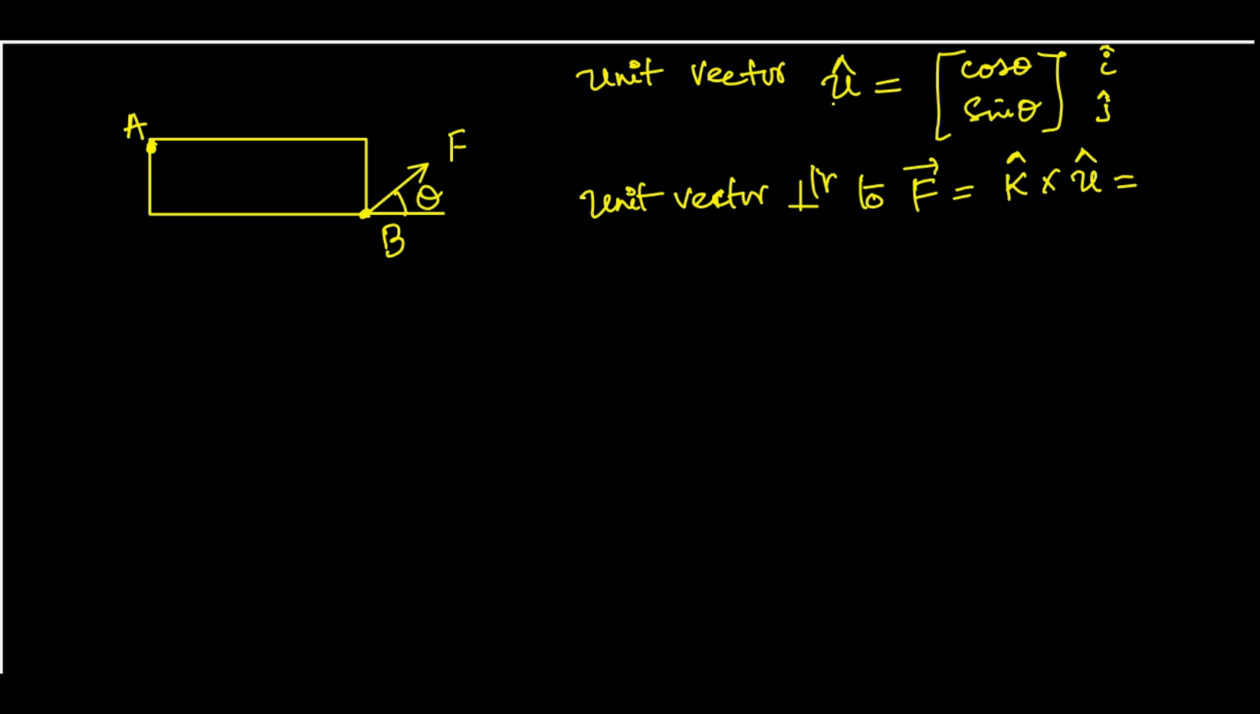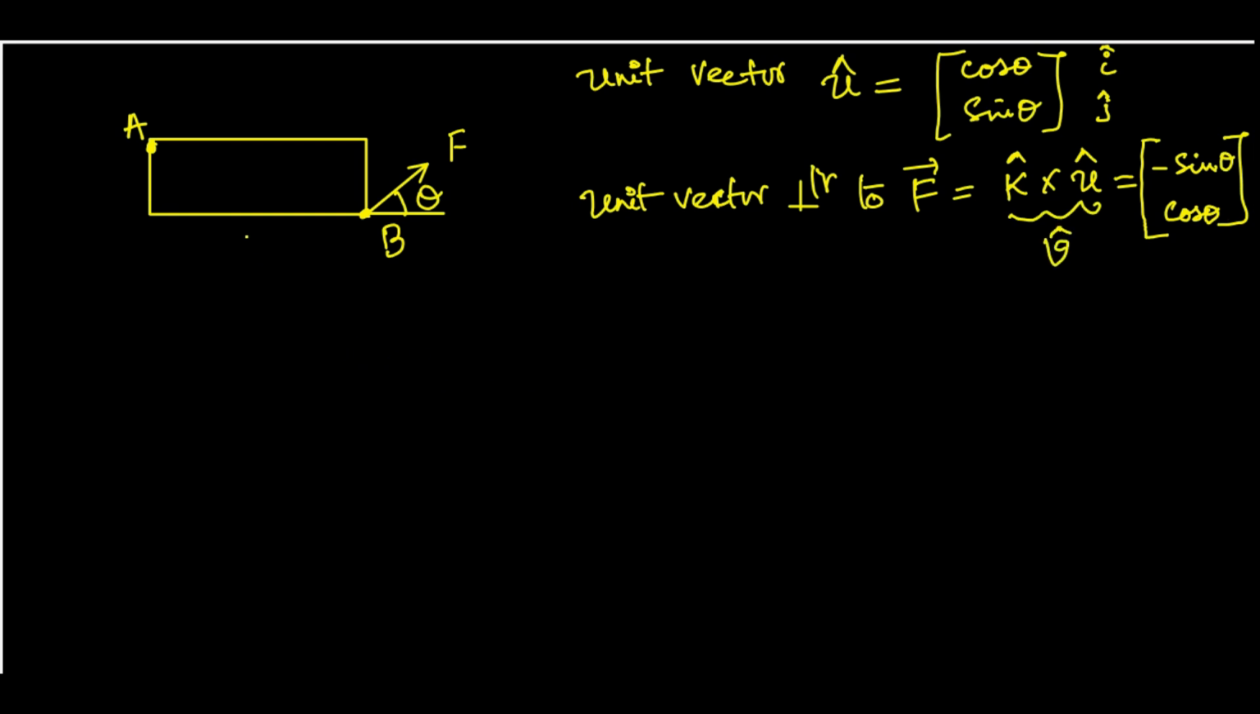So if you do K cross u, which is K cross i cos theta, which is K cross i will be j, so this will be cos theta, this will be minus sin theta. Okay, so let's call this V cap.